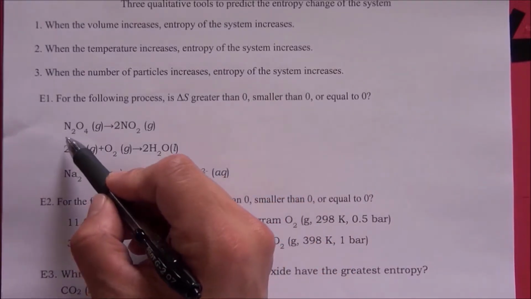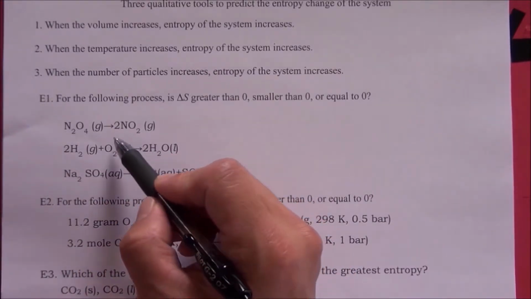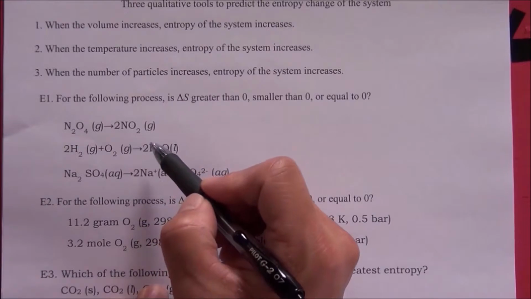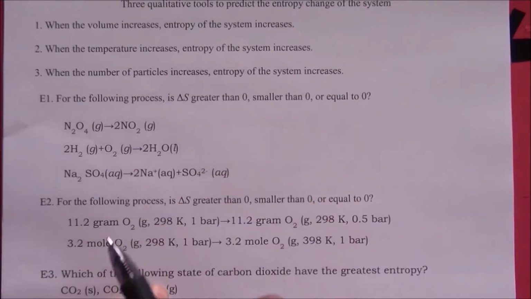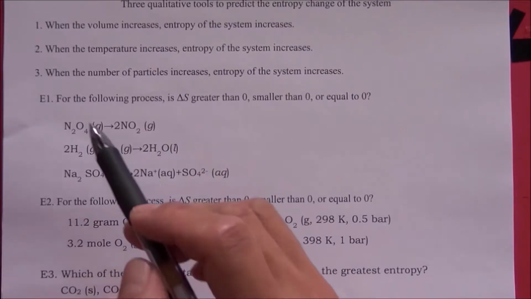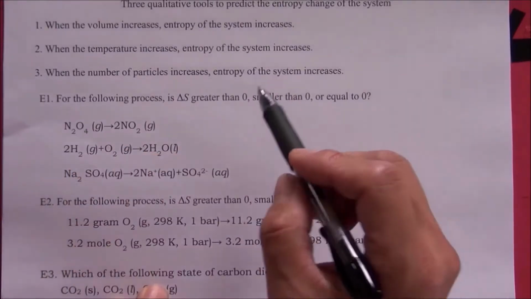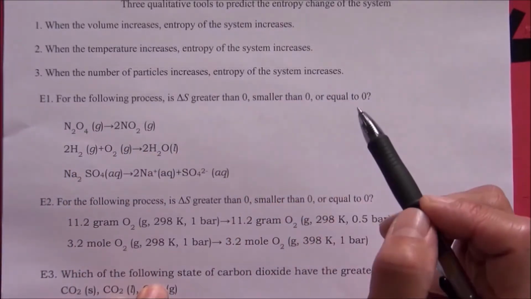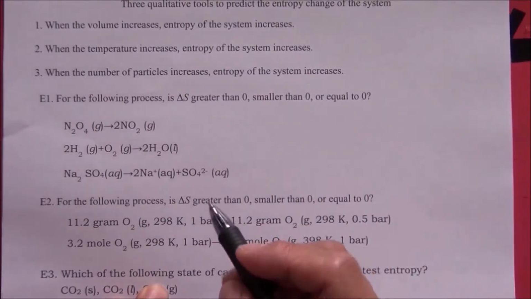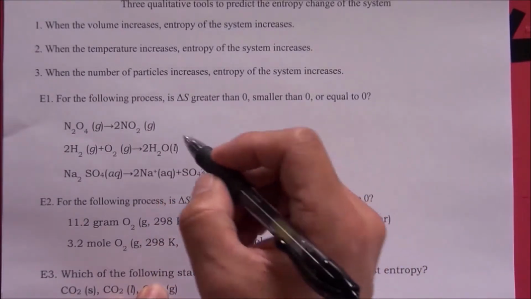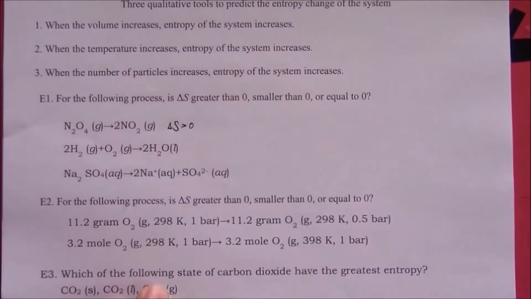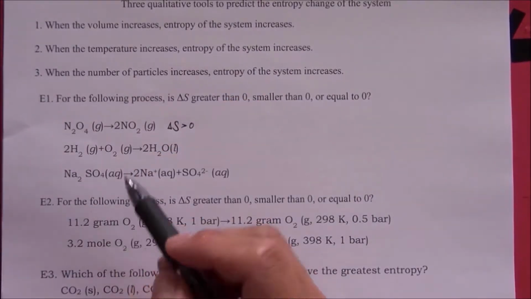We have 1 mole of reactant and we have 2 moles of product. According to rule or tool number 3, the entropy of the system should increase. Therefore, delta S is greater than 0. Let's look at another example.